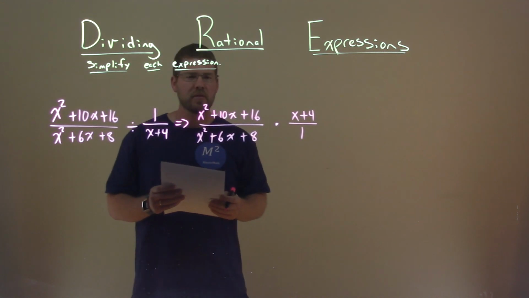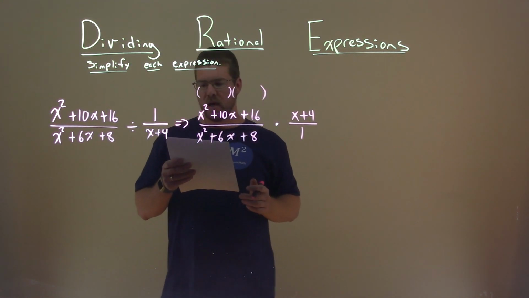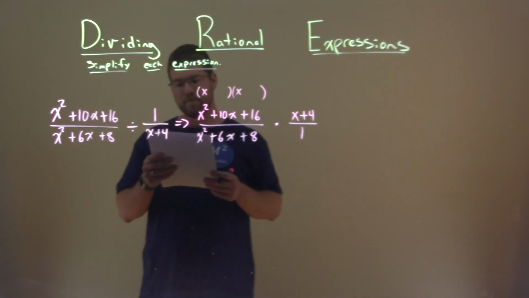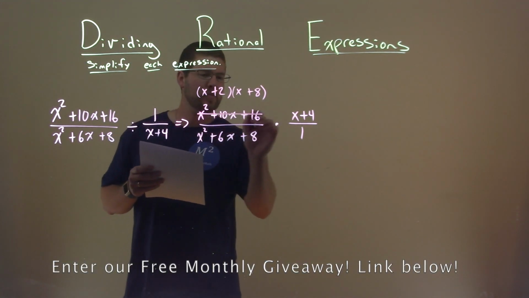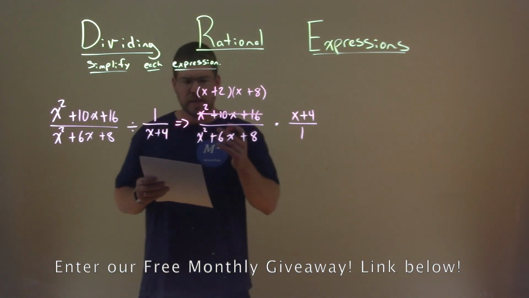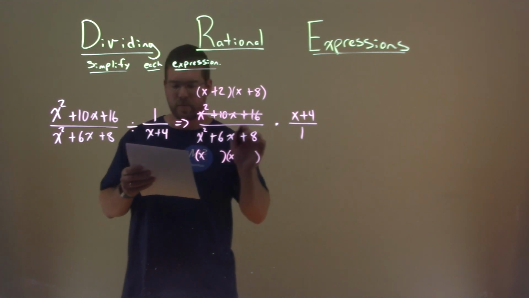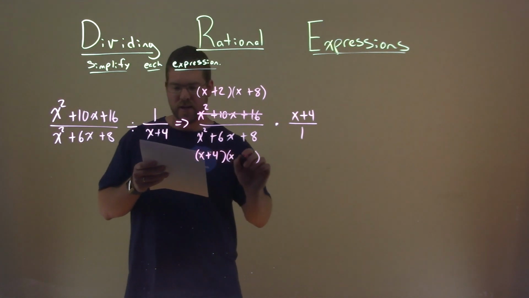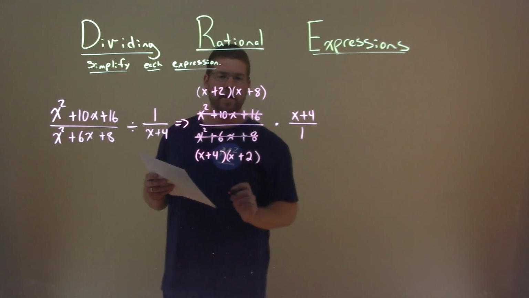Alright, so now let's go factor. These parts right here look like they can factor. What two numbers multiplied give 16, but add to be 10? That's a 2 and an 8. So we replace x squared plus 10x plus 16 with our factored form. Same thing with the denominator here. We can factor this. What two numbers multiplied give 8, but add to be 6? That's going to be a 4 and a 2. Okay? And then cross that out.